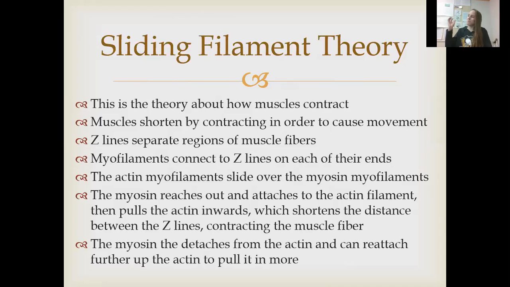So what happens is the myosin reaches out and it attaches onto the actin filament and then pulls the actin towards it, which shortens the distance between the Z lines, therefore contracting that muscle fiber. And then the myosin detaches and then reaches out and grabs the actin and pulls it.